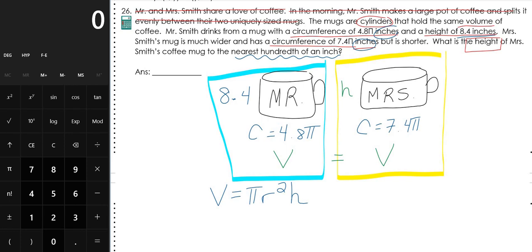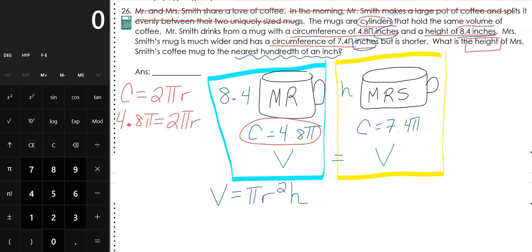Okay, I have the height, so that's good. But what I don't have is the radius. So I'm going to have to take a look at the circumference and see, can the circumference tell me my radius here for Mr. Smith's mug? Think about what the circumference formula is. Circumference equals 2 pi r. So I do have the circumference, that's 4.8 pi, and that's supposed to be 2 pi r.